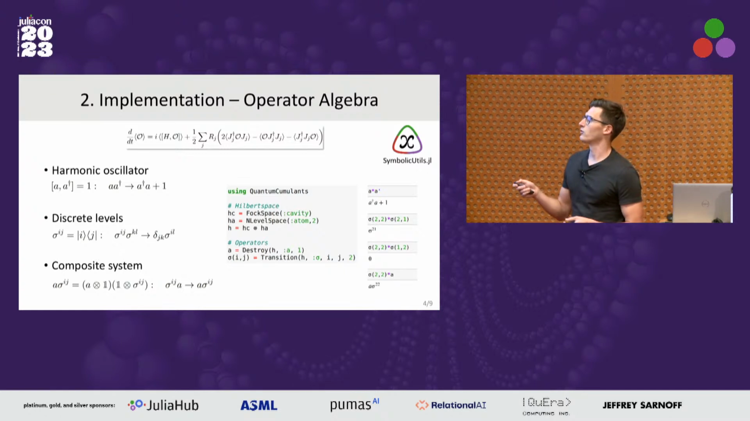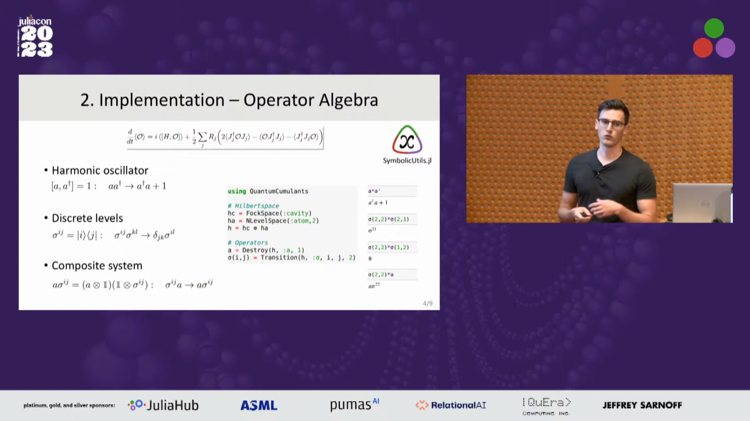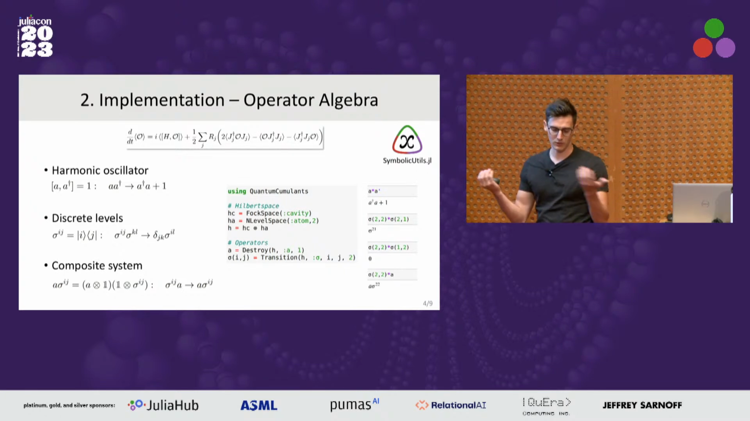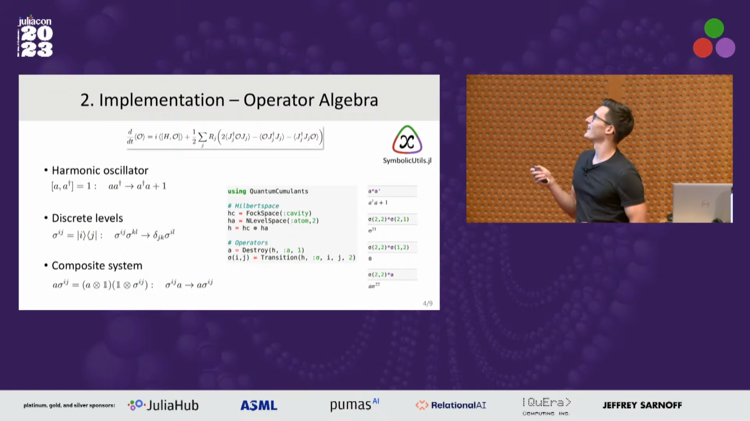We define here the destroy operator with the name a, and it's acting non-trivially on the first Hilbert space, which means on the Fock space. For the transition operator, we define the transition from j to i with the symbol sigma here, and it's acting non-trivially on the second Hilbert space. And if you now use these two operators, we implemented it like this: if we multiply a times a dagger, we find that it's a dagger a plus 1.